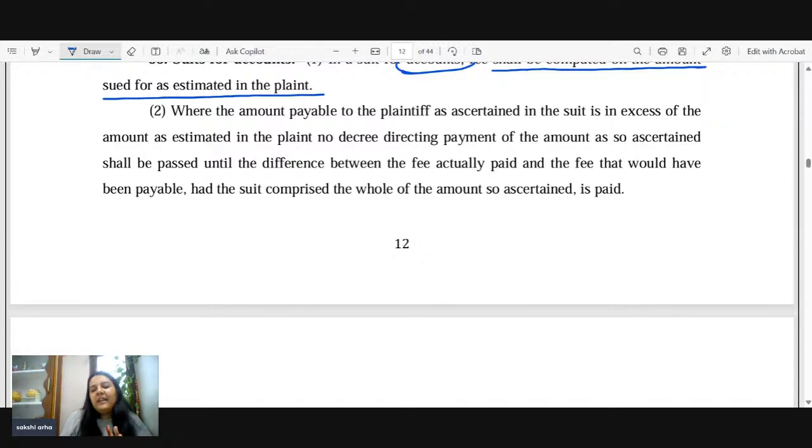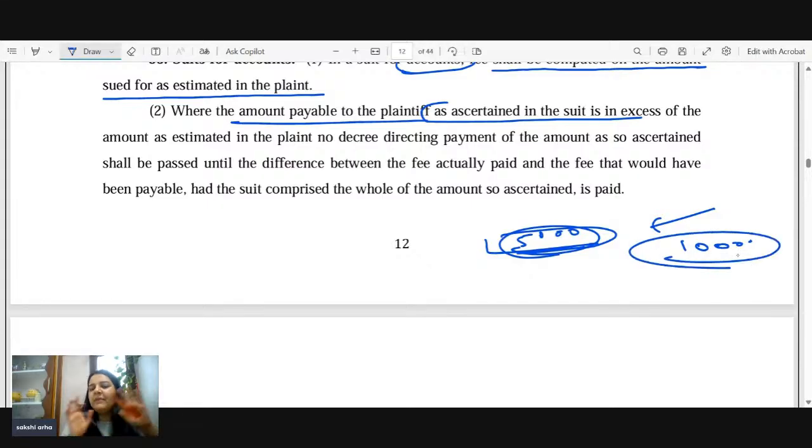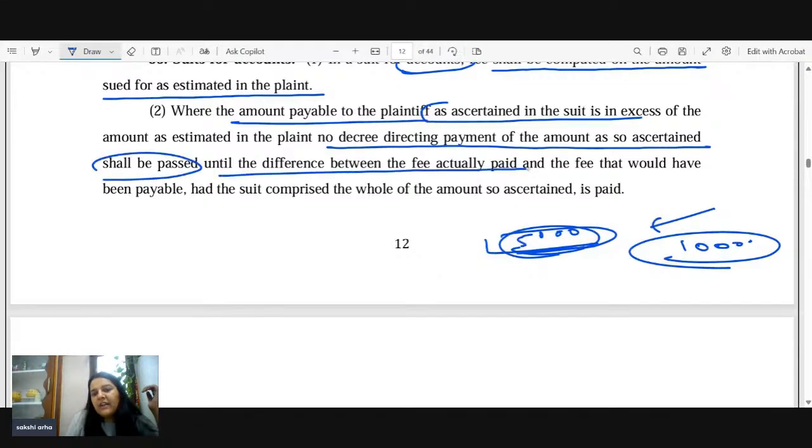For example, in the plaint the amount estimated was 5,000. Okay, but see, where the amount payable to the plaintiff as ascertained in the suit, in the plaint it's 5,000, but the amount which is payable to him was 10,000. वो ज्यादा हो गया. Okay, plaint में 5,000 था, but जो उसको डिक्री किया वो ज्यादा हो गया. In that case, no decree directing payment as so ascertained shall be passed until the difference between actual fee and the fee would have been payable is set off.